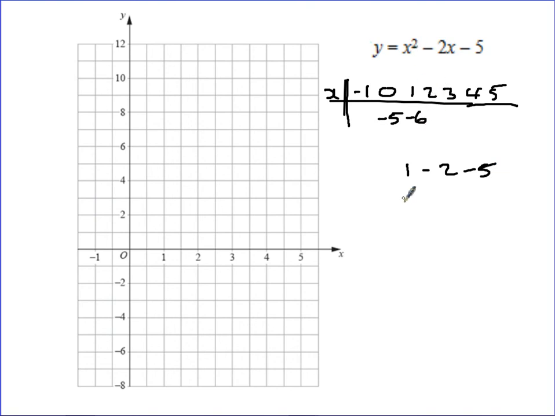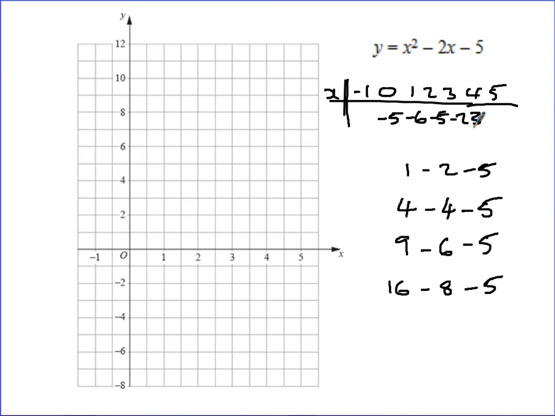2 goes in, 2 squared is 4. 2 lots of 2 is 4, so we're taking 4 away, and we're taking 5 away. So that'll give you -5 there. So I'm going to fit these in. 3. 3 squared is 9. Take away 2 lots of 3, which is 6, and then take away 5 again, which gives us -2. 4 goes in, 4 squared is 16. Take away 2 lots of 4, which is 8, and take away 5. We're now into positive numbers, which will be 3. And then 5 squared is 25. Take away 2 lots of 5, which is 10, and take away 5, which gives us 10.